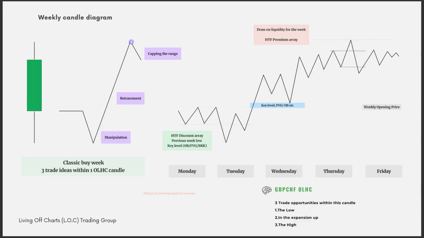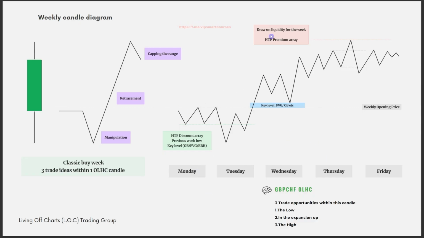And then the third one is capping the range, which will be a sort of a TGIF, right? Return back into the range of the weekly. So there's another trade opportunity over here. Now, because we are using a weekly candle, we can use Monday, Tuesday, Wednesday, Thursday, and Friday as our time perspective. Same thing with a daily candle, right? You have the Asia session, London session, New York session, etc. You can do the same for a weekly candle.